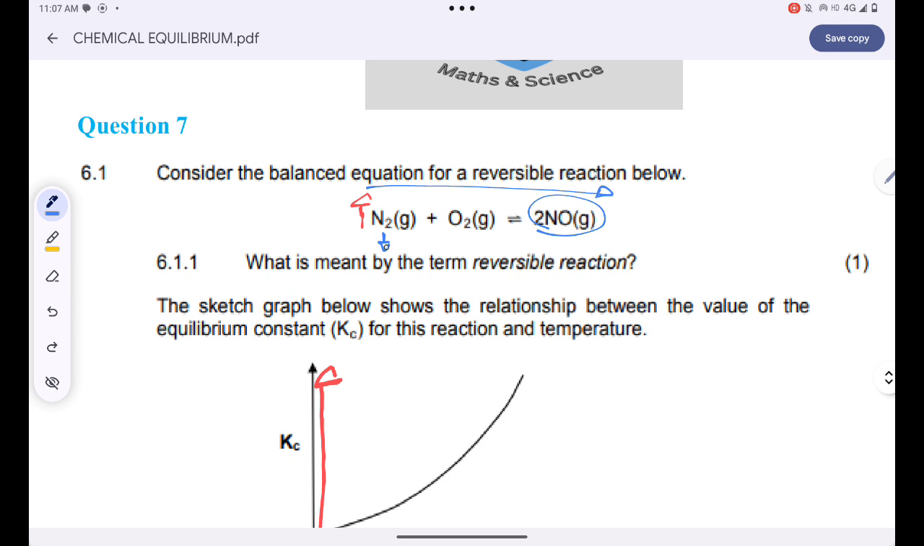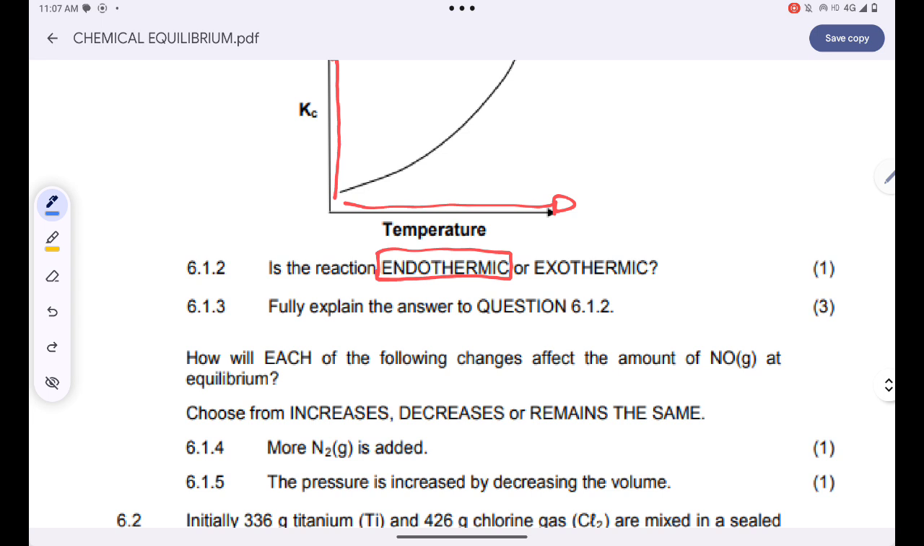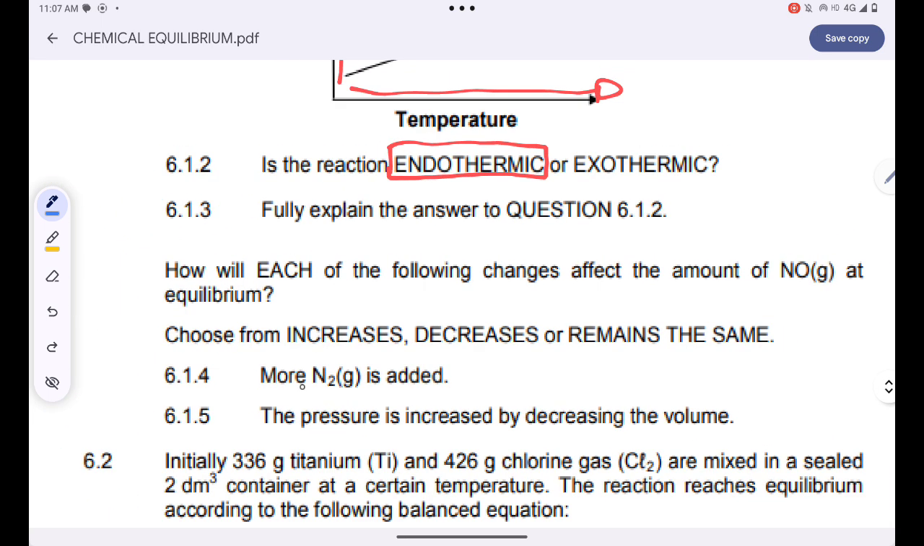So if nitrogen will decrease, that means oxygen will also decrease. However, our nitrogen monoxide will just increase because the forward reaction is favored. So over here, for 6.1.4, the answer is just increase.